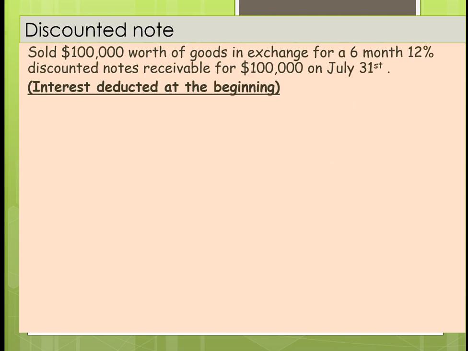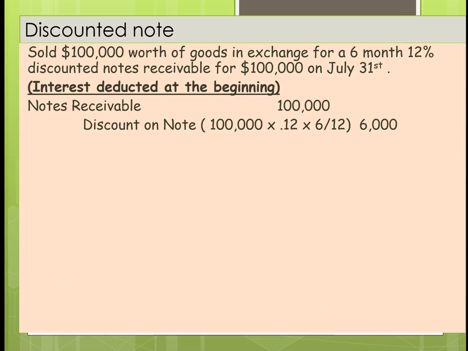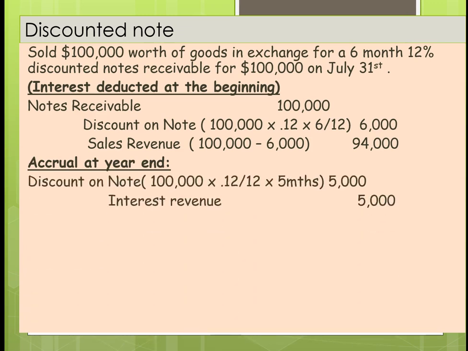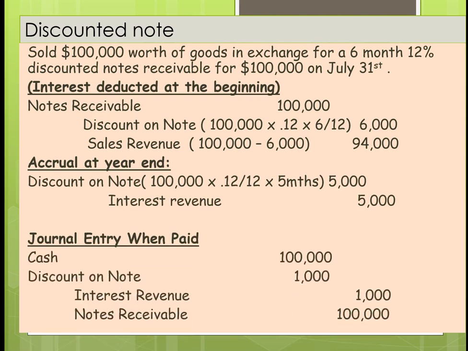Now, what if we have a discounted note? In this case, the interest is paid up front. So, the notes receivable, we would take out the interest, and they would only get part of the money. You always pay a higher interest rate when you pay interest up front because you receive less cash. All right, accrual at year end, you'd have discounted note, interest revenue, and when it's paid, this is what it would look like.